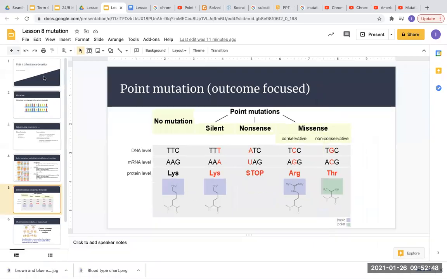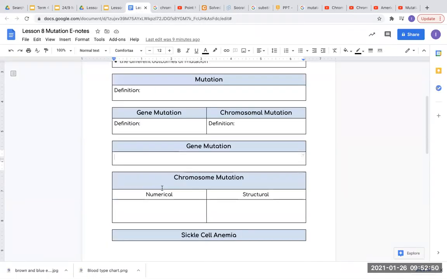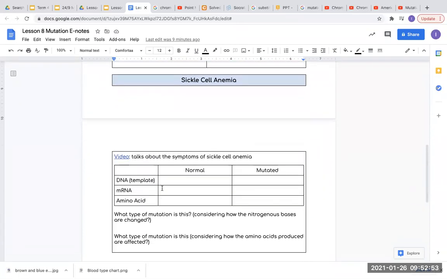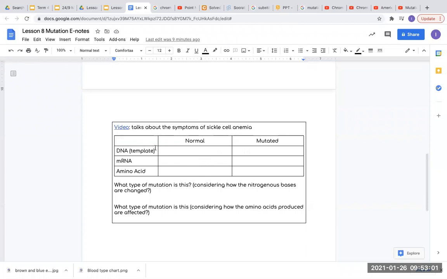So after you've done that in your notes, I want you to look at this example. This is sickle cell anemia. There's a video that talks about a patient living with sickle cell anemia. I want you to figure out what the normal DNA sequence looks like on the template strand. What is the mRNA like, so the codons, and then what is the amino acid that is being affected by it. And then I want you to look at the mutation in terms of the mechanism and the outcome, right?